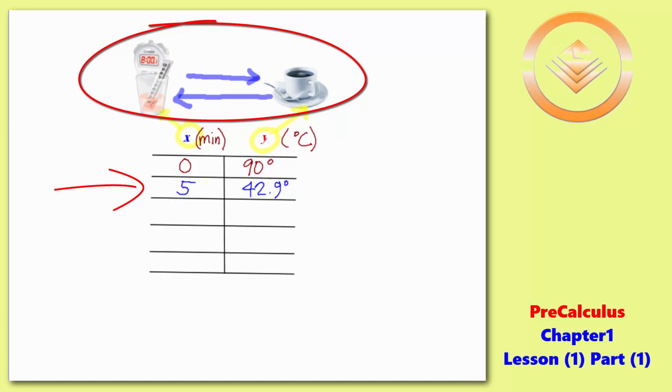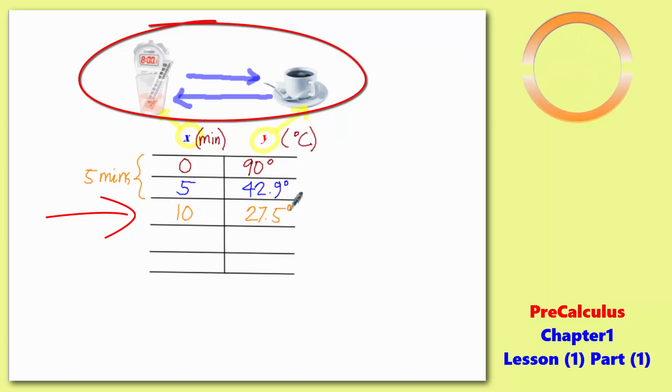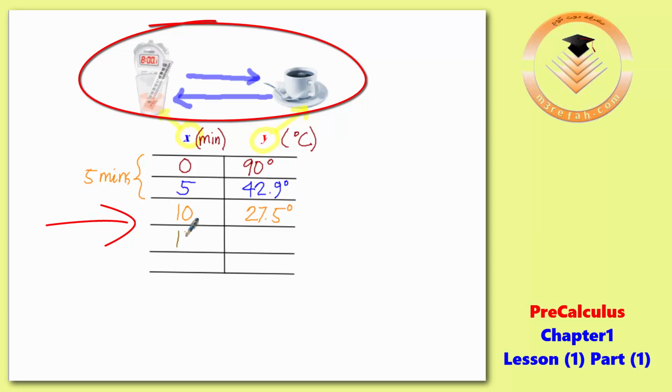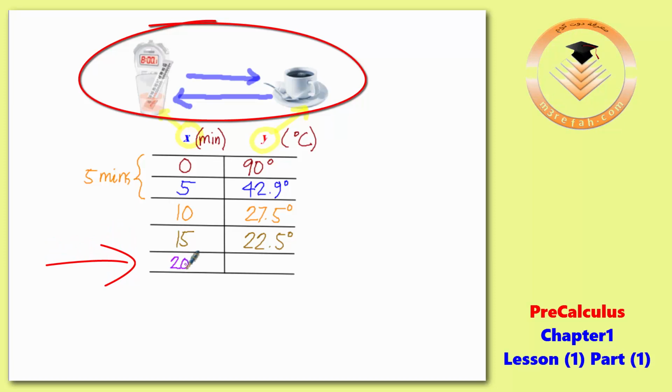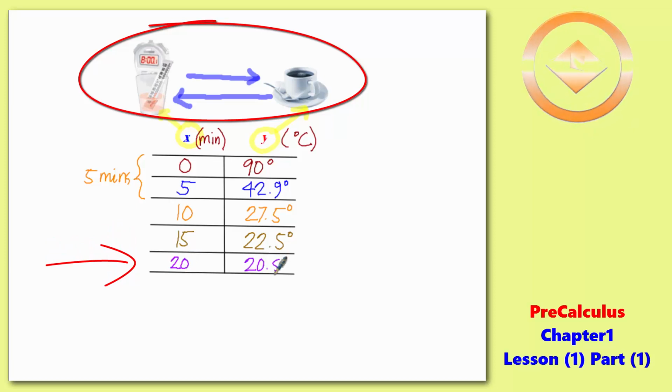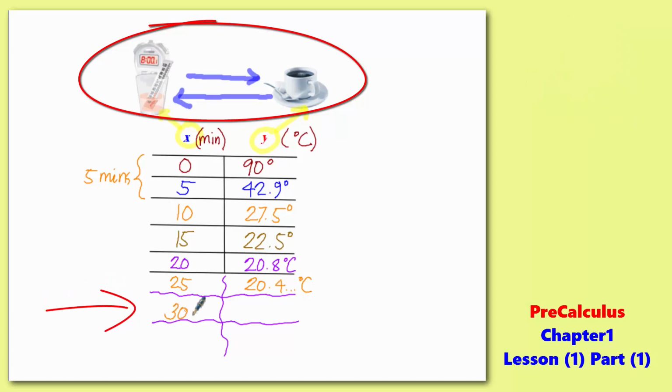Now in another 5 minutes, we are observing at an interval of 5 minutes, we will have a temperature of 27.5 degrees Celsius. In another 5 minutes, let's say we already have 15 minutes now, our coffee temperature would be 22.5 degrees. And in another 5 minutes, that's 20 minutes from now, we will have 20.8 degrees Celsius. Now taking this to extended x and y values, after 5 more minutes this will become like 20.4 degrees Celsius. Now after 30 minutes, this will become, let's say, 20.1 degrees Celsius.